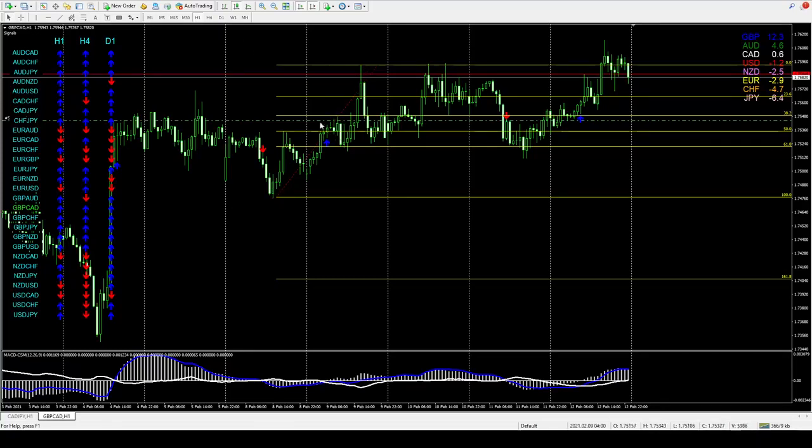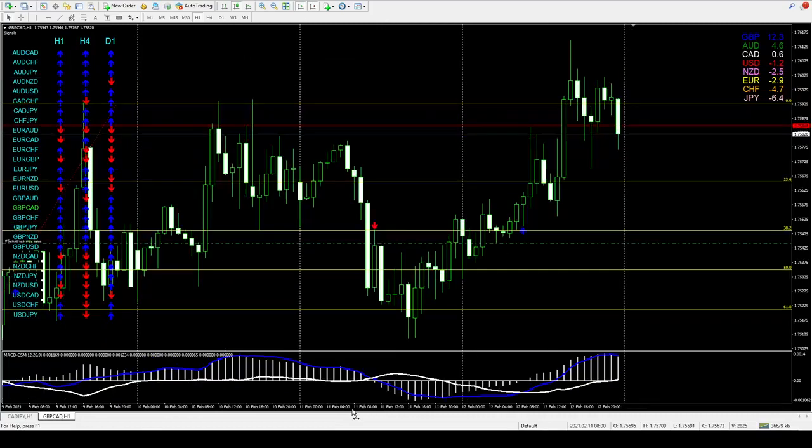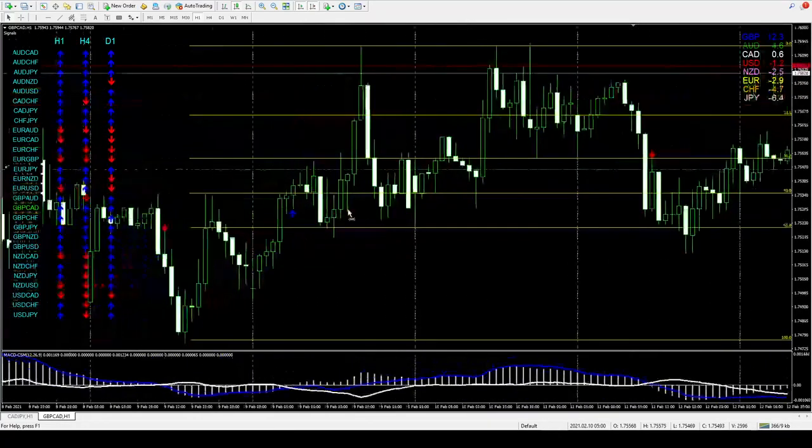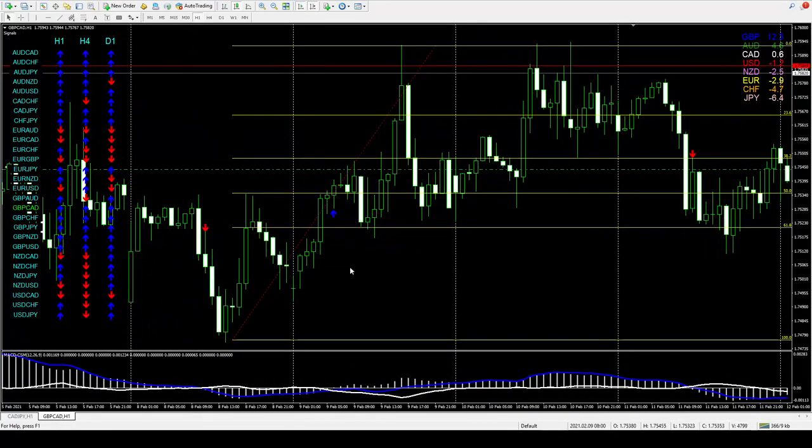The buy signal came out at this point. The buy signal came around Tuesday, and as we can see, this is the closing price for the buy signal, which is 1.75376, but it's above 50 Fibonacci, so we would have a buy limit at 50 Fibonacci or at 61.8 Fibonacci.